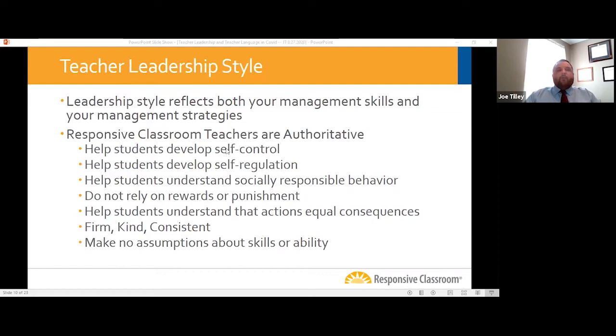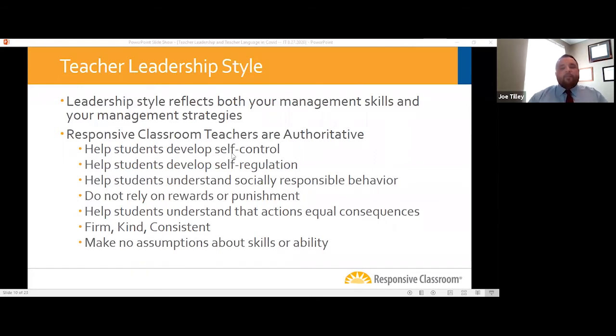So we've talked about this idea around a core belief that says there are these competencies that are necessary for students to be successful inside a classroom and outside the school environment. We've talked about the type of teacher that responsive classroom teachers are, and how they help students develop these skills so that they can be successful in the classroom. And so what we're going to do now is talk about some of the adaptations that are going to need to take place.